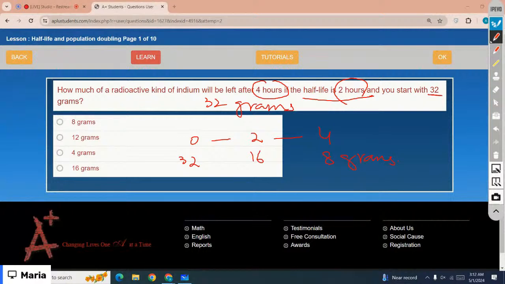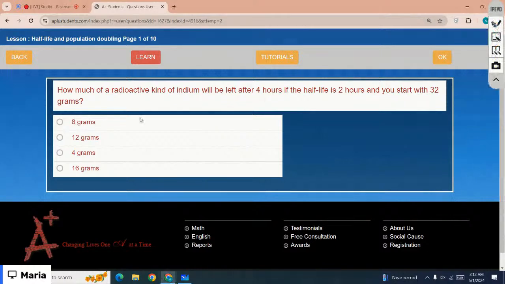The correct option is 8 grams. You are left with 8 grams of indium after 4 hours. The correct option is 8.